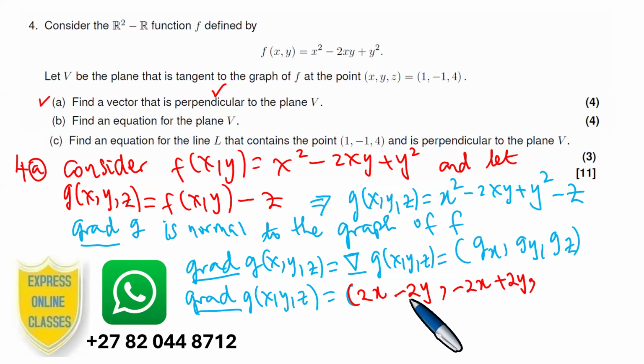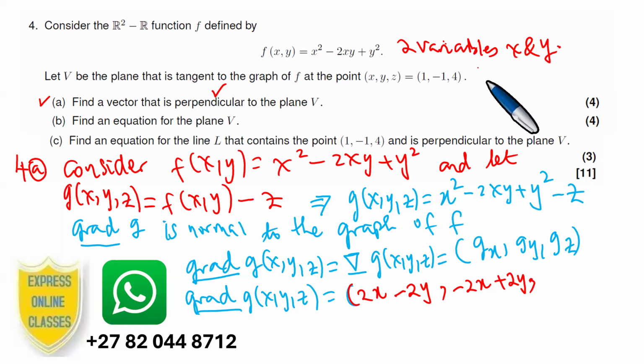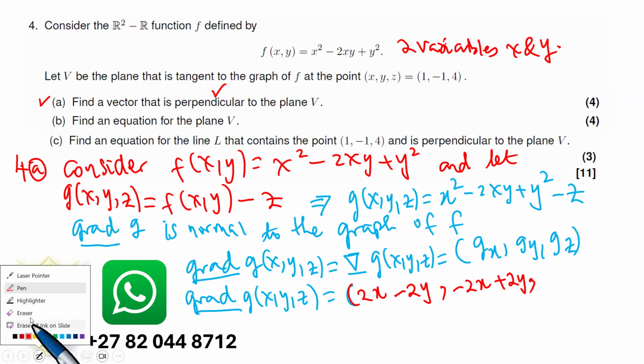Good. First, we introduce g because we have been given a function f of 2 variables, and these variables are x and y. So that in the end, we have the following.